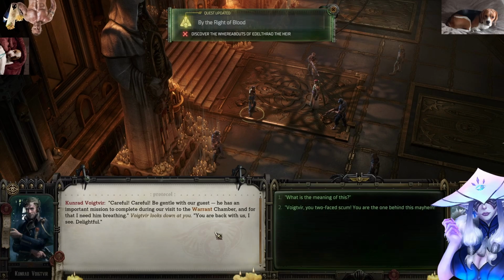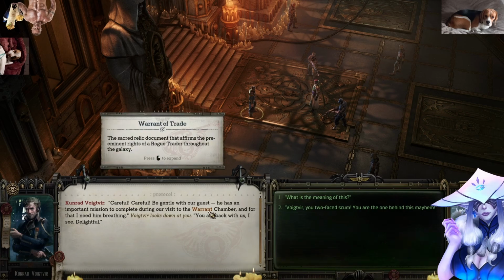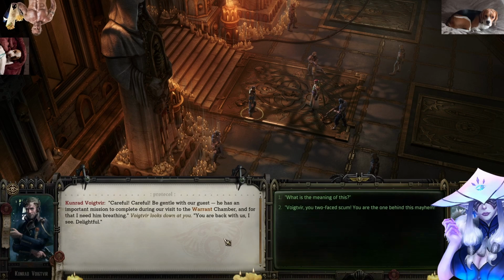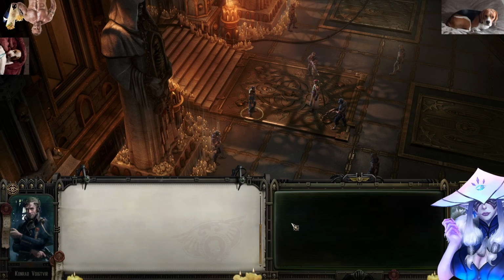Careful, careful. Be gentle with our guest. He has an important mission to complete during our visit to the Warrant Chamber. And for that, I need him breathing. Ah, you are back with us, I see. Delightful. What is the meaning of this? You must have hit your head harder than I thought. No matter. Very little is required of you. Just your blood, which you can either share of your own volition, or I will spill it for you.